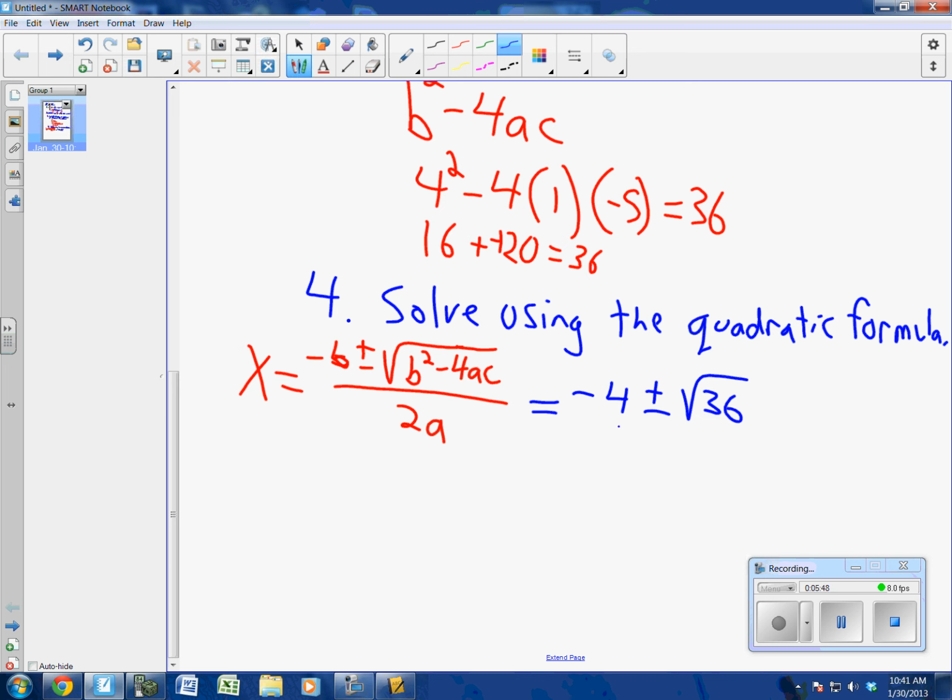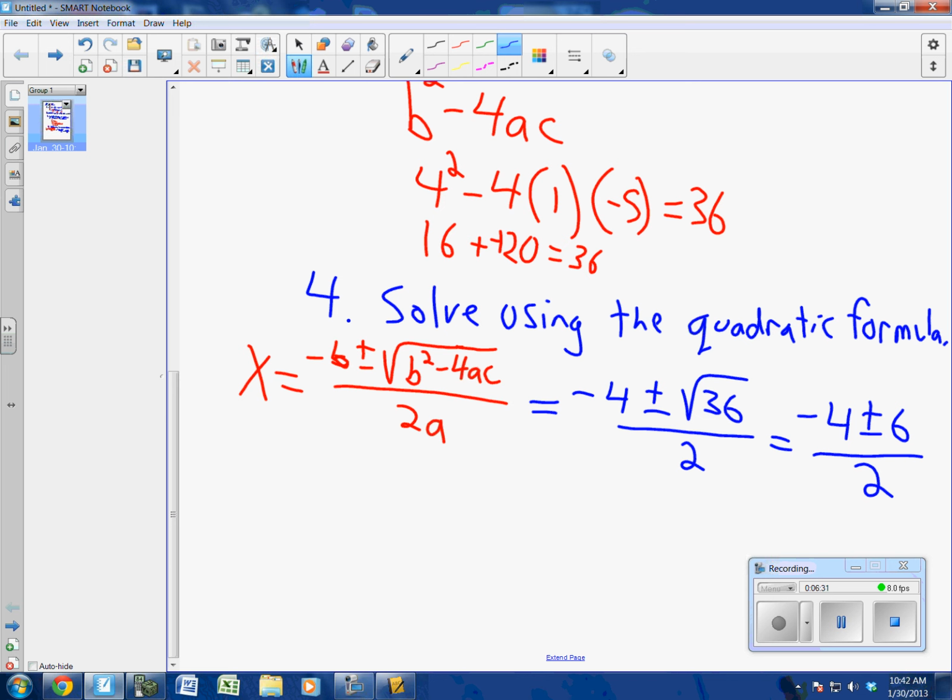And 2 times a, what is a? A is 1, so 2 times 1 is 2. Now, you guys, guess what? 36 is a perfect square. By the way, one of the things we learned yesterday, Gabe, is that when the discriminant is positive, what kind of solutions are we going to get? 2 real solutions, right? Now, what is the square root of 36, everybody? 6. So negative 4 plus or minus 6 all over 2.